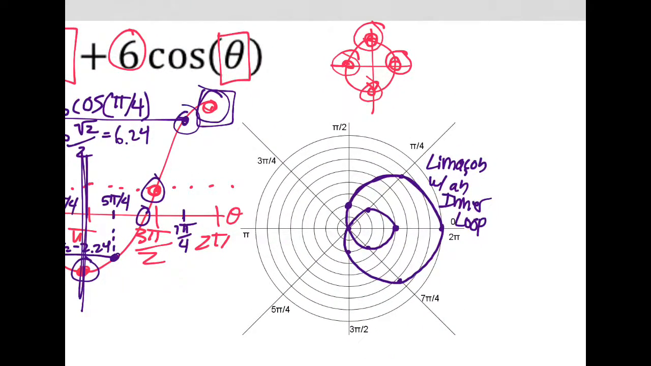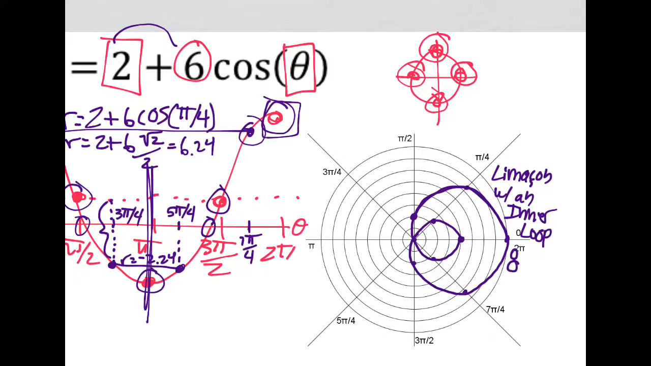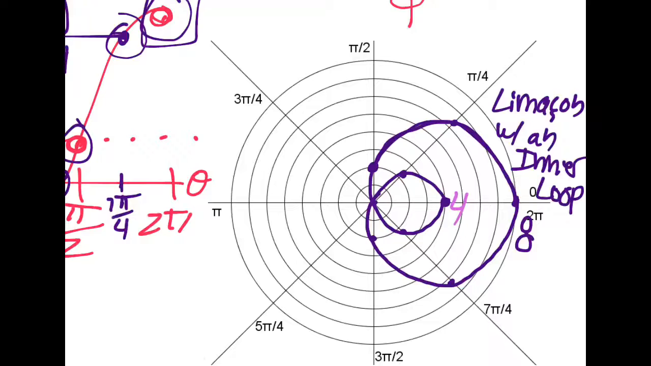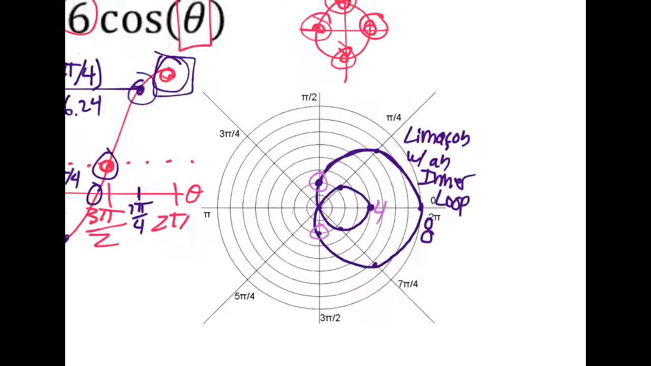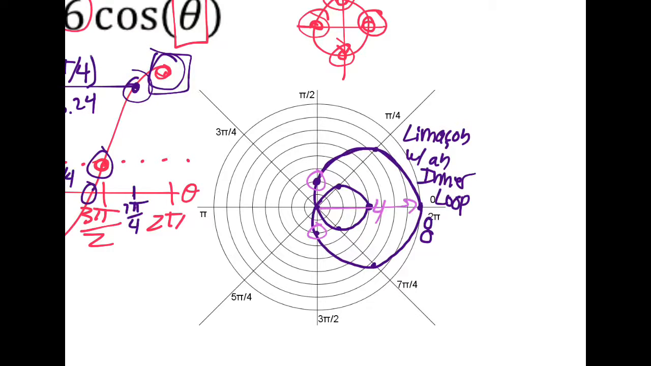Now think about the values here that gave us that inner loop. We have a maximum r value here of 8. That 8 came from 6 plus 2. We have an inner loop value here of 4 right there, coming from 6 minus 2. We have these special pieces right there at 2, coming from that 2 right there, and it's a cosine function which starts at its maximum out here, so we started there.